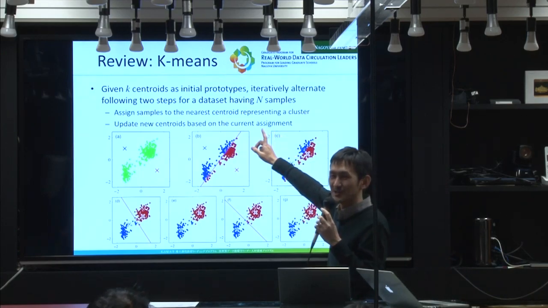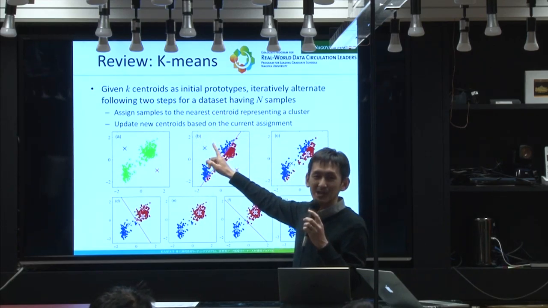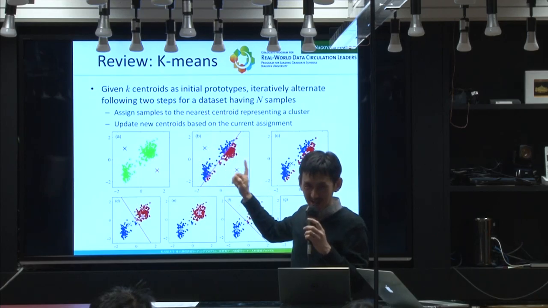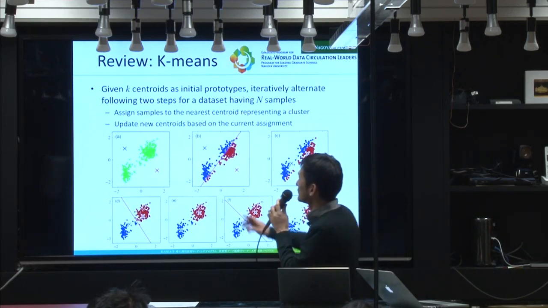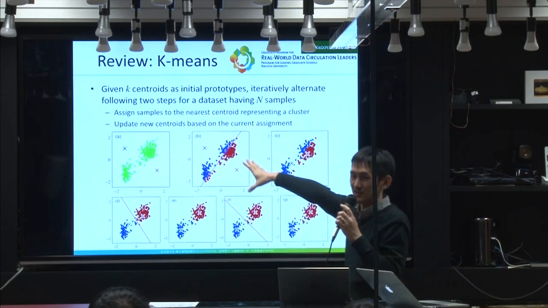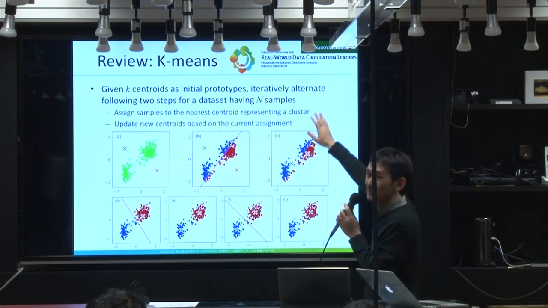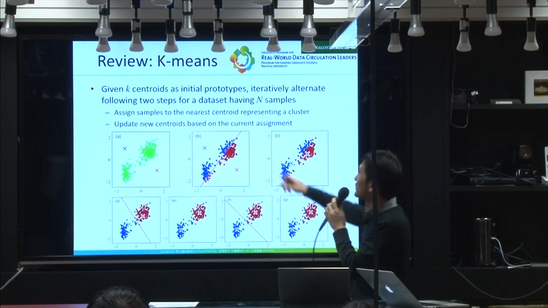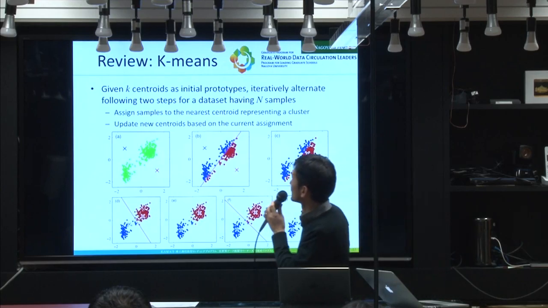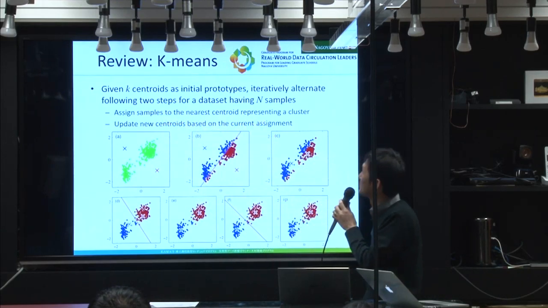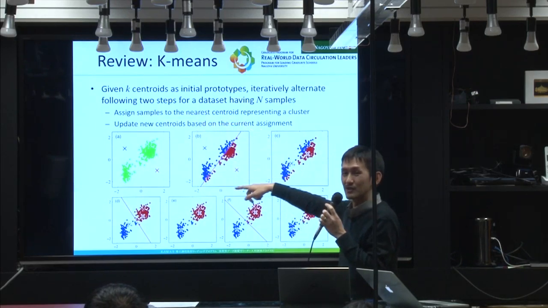What is K? K is the number of clusters. Okay, yeah, that's right. Given two centroids as initial positions, initial prototypes, iteratively alternate the following two steps for a data set having n samples. First is to assign samples to the nearest centroids representing the cluster, like this.